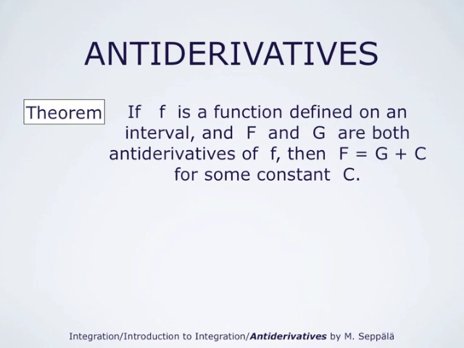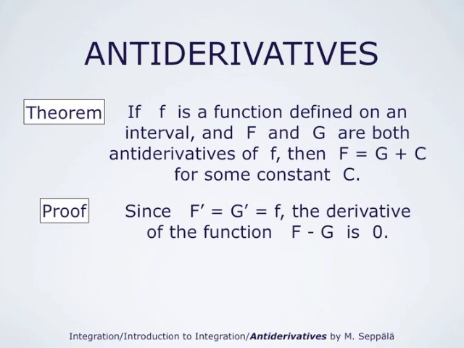The following result is a consequence of the mean value theorem for differentiation. We have the following. If small f is a function defined on an interval, and capital F and capital G are both antiderivatives of the function small f, then capital F is G plus a constant capital C, for some constant c.